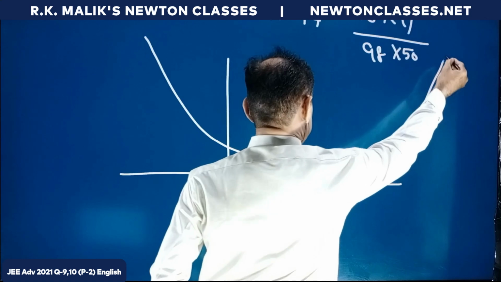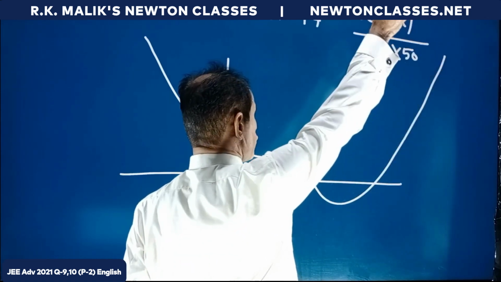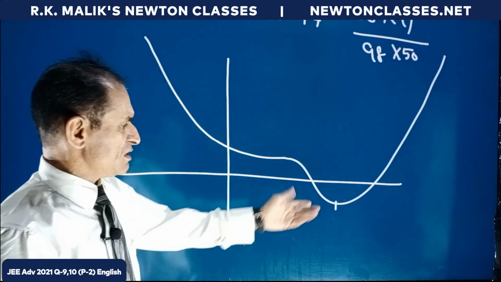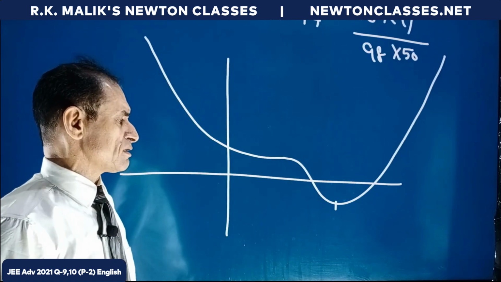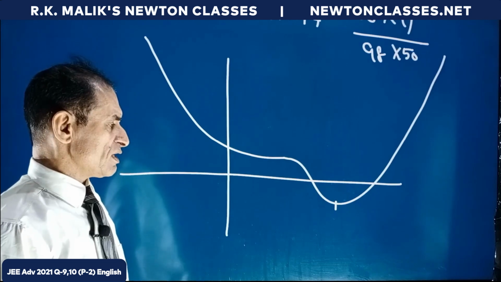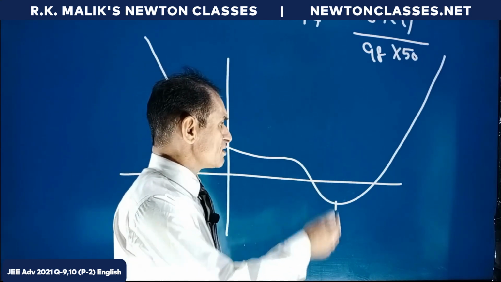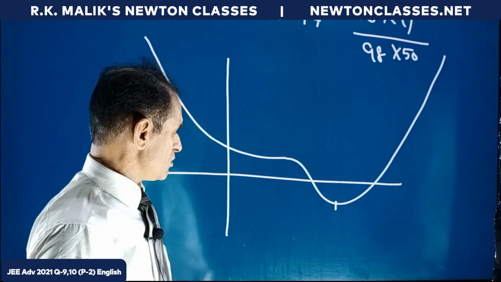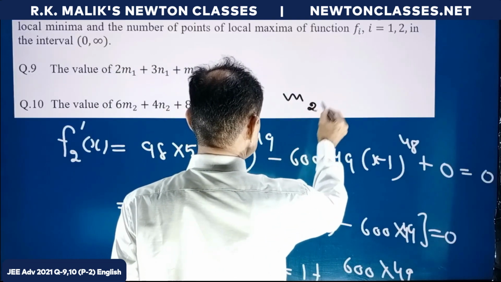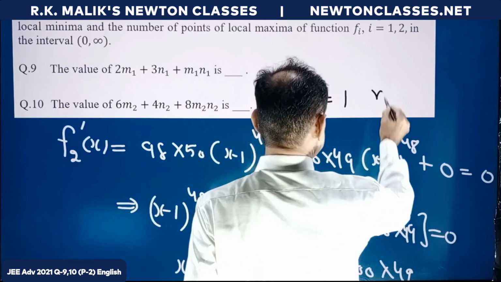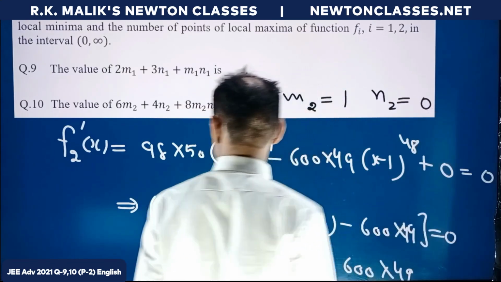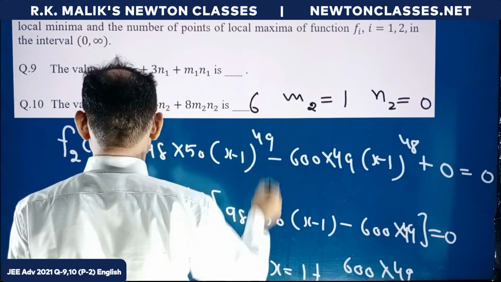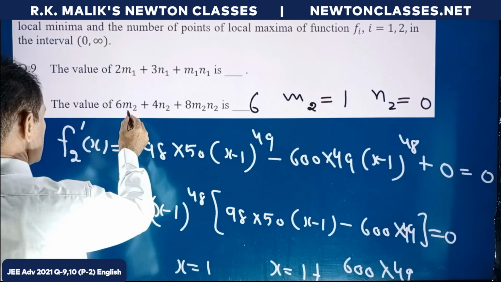and because the graph finally has to go up, and only one time it will be turning, and obviously that is going to be the point of local minima only, and because there is no other turning point, hence local maxima will not occur. Hence I can say M2 is 1 and N2 is 0. Therefore the answer of question number 10 is 6, because 6 into 1 is 6.